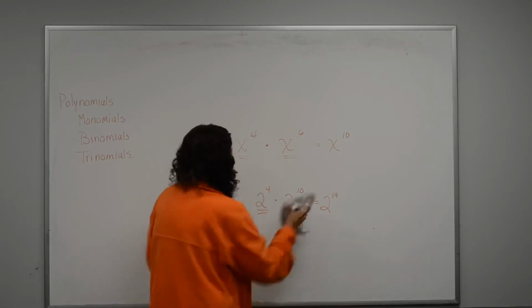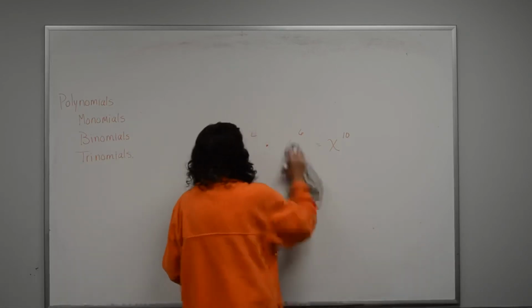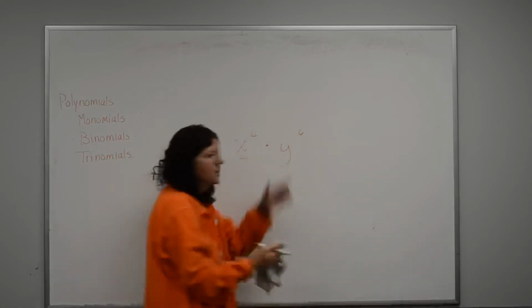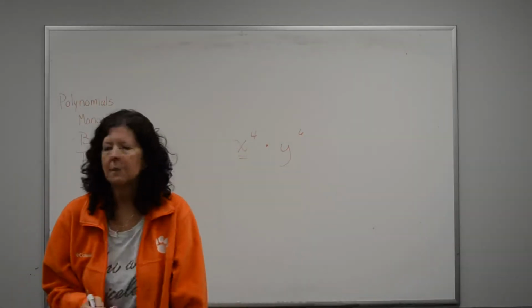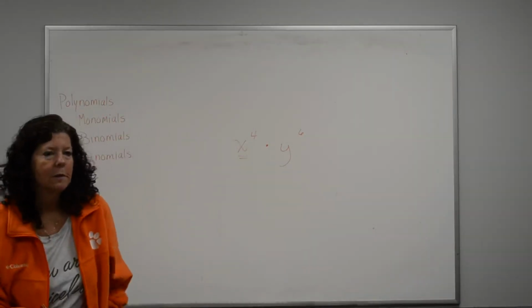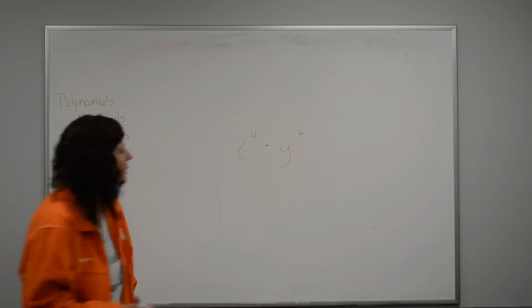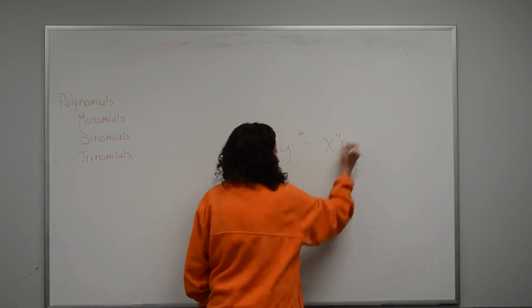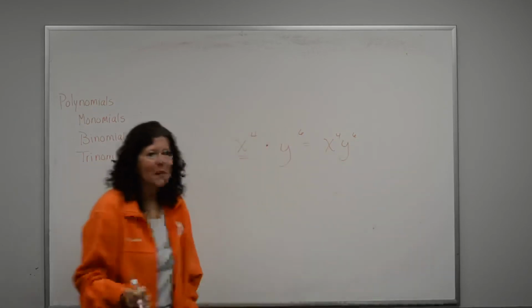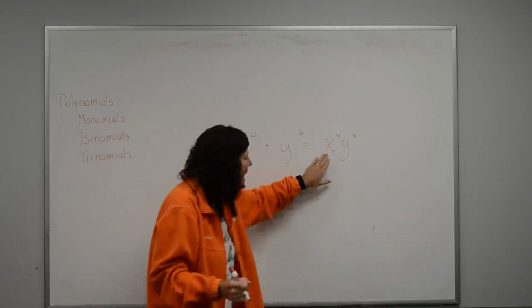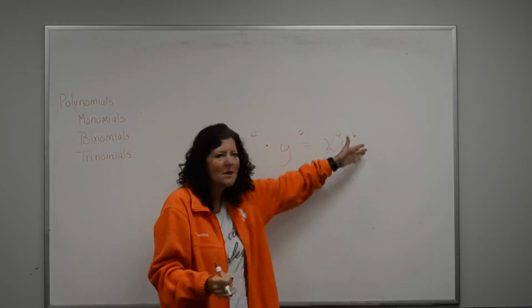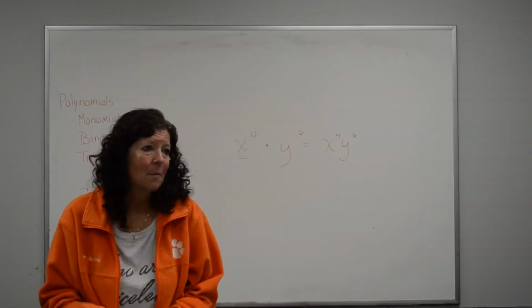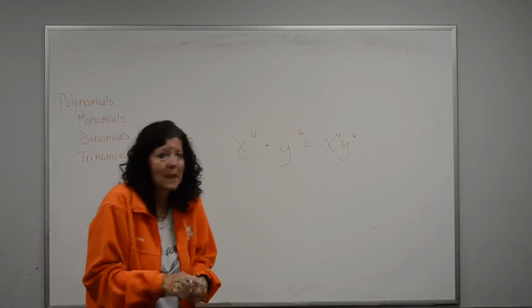Okay? Now, what happens if the base numbers are not the same? Let's say that's a y. Now what do I do? Absolutely nothing. Okay? Yeah, I can recopy it and just leave out that dot in the middle. Okay, but that's the same thing as saying x to the 4th times y to the 6th. I can't combine those. Those base numbers are not the same. I cannot put them together.